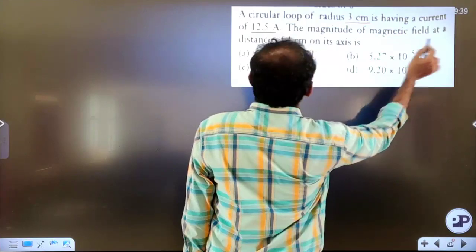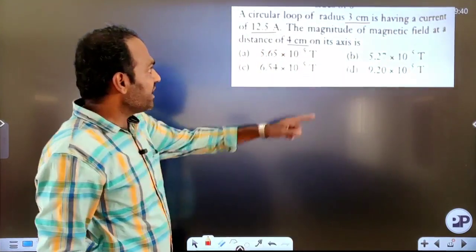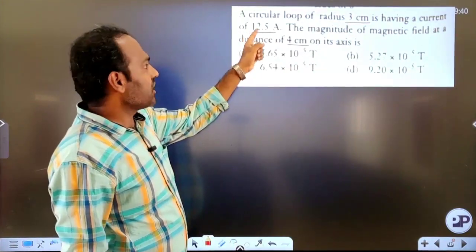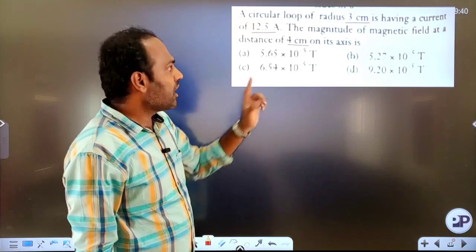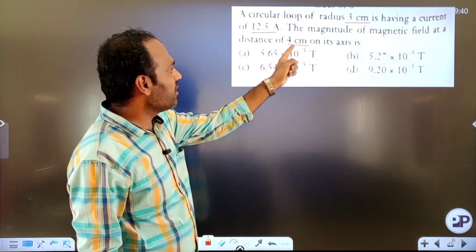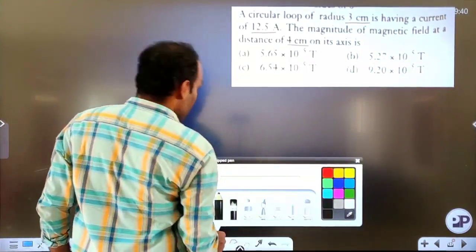The magnitude of magnetic field at a distance of 4 cm on its axis. See, radius of the coil ಎಷ್ಟದ? 3 cm. Current ಎಷ್ಟದ್ರಿ coil ಒಳಗೆ? 12.5 ampere. Correct? How much is the distance of the point on the axial line? It is 4 cm. So ನಮಗೆ ಏನೇನ್ given ಅದ? What all things are given?